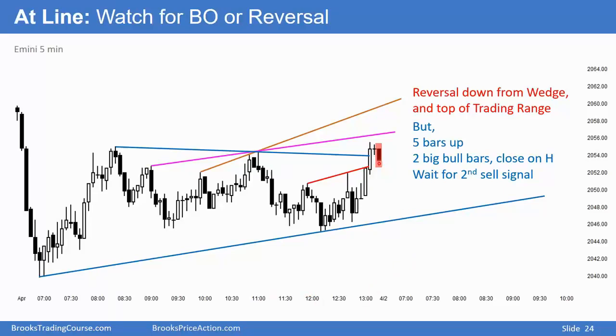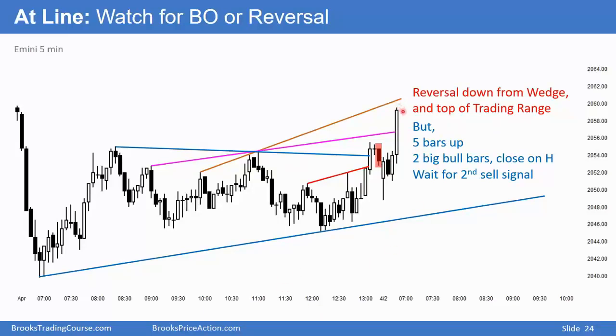I would rather wait for a second signal. So maybe we go up again and then get a double top. That would be a higher probability short than this. Alternatively, if we start to reverse down strongly, then I'll start selling lower. Right now, at this point, more likely buyers at the low of this bar and lower, and that this will form a bull flag and we'll get at least a little bit more up.